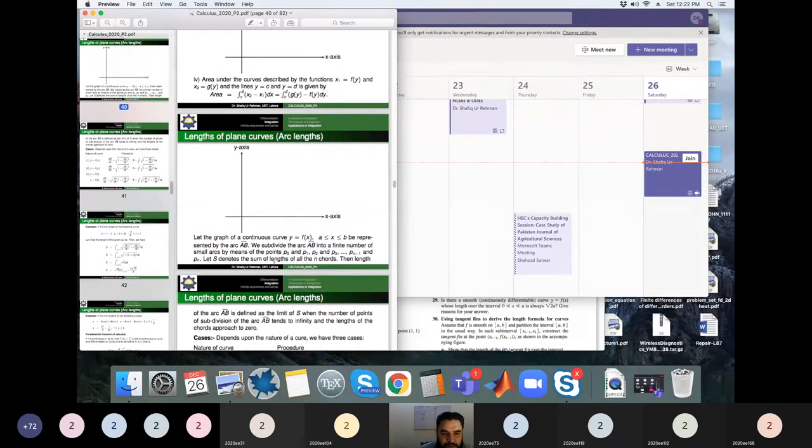Let us denote the sum of the lengths of those n chords, because against every arc there will be a chord. So how do you measure this one? It is basically a straight line. Look into the length of the straight line. So we combine together, and the sum of the lengths of all the n chords is going to be denoted by capital S.